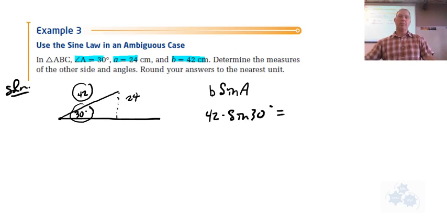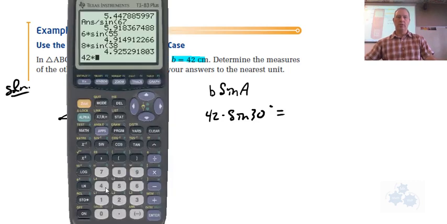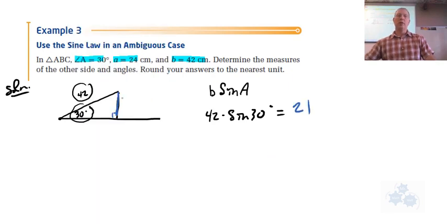And this is going to represent the minimum requirement here. We don't know about 24. This is going to represent the minimum length required for a right triangle. So what is that? 42 times sine of 30. 21. Okay, so 21 is the minimum requirement. Right here, 21. What is the side length that's given? 24. So we have at least one triangle.